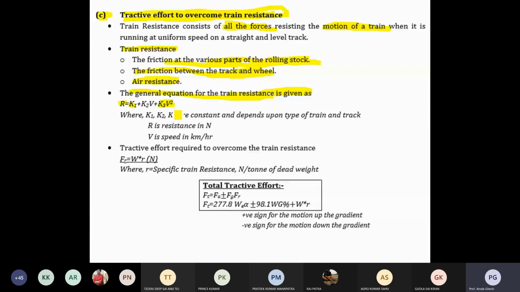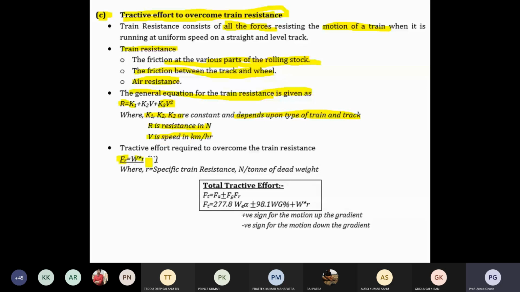There is a part on the normal load characteristics for the drives. Basically traction is an extension of the drives, so different load descriptions are there. Due to the air resistance, we normally use K3 V square, meaning the value changes as the square of the speed. K1, K2, K3 are constants and depend upon the type of train and the track. R is the resistance in Newton, and V is the speed in kilometer per hour. So what is the value of Fr? Fr equal to W into R.